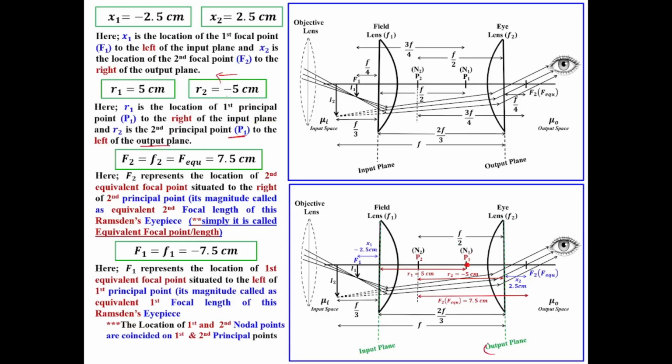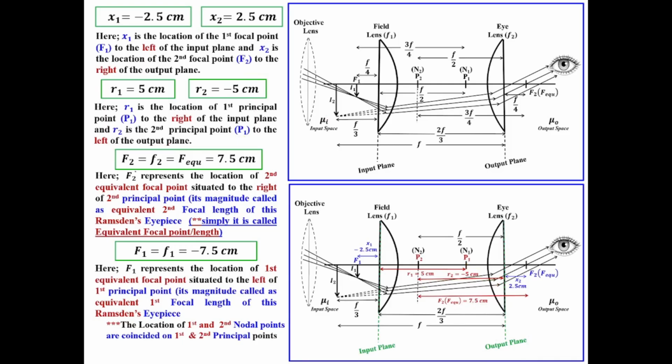This is the output plane. Move towards left 5 centimeter. This distance is your 5 centimeter, where R2 is located. R2 equal to minus 5 centimeter, minus 5 centimeter from the output plane towards left.